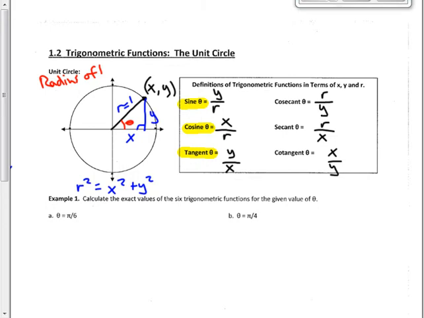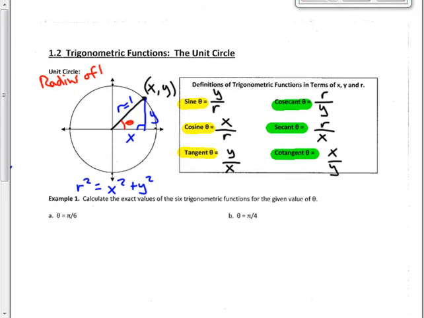Well, we're adding 3 new trig functions in here, and they go along with each of those first 3 that we have. So the 3 new ones are cosecant, which is just the reciprocal of sine. So sine was y over r, cosecant is r over y. Secant, which is the reciprocal of cosine, and cotangent, which is the reciprocal of tangent.